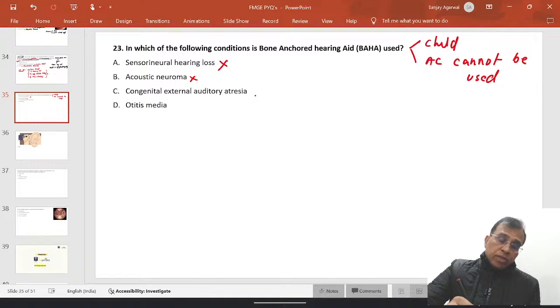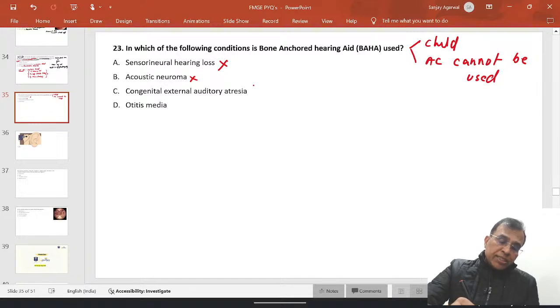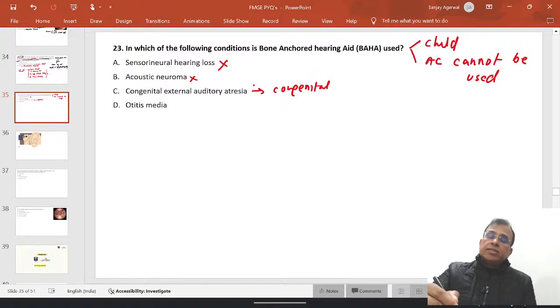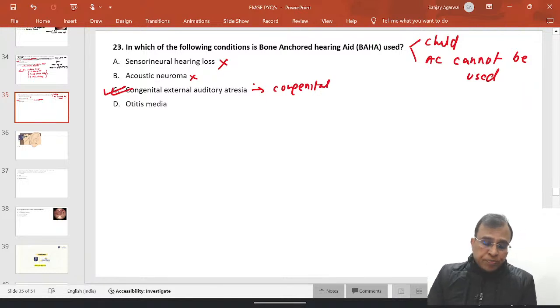So if the external ear has congenital aplasia, if the canal is blocked, then AC cannot enter from here. And usually this is a congenital disease. So it is seen in children, obviously, isn't it? Congenital disease means it is child. So this is the condition which is serving both these criteria. It is seen in children and the air conduction pathway is blocked. That's why bone anchored hearing aid is most commonly used in this particular situation.